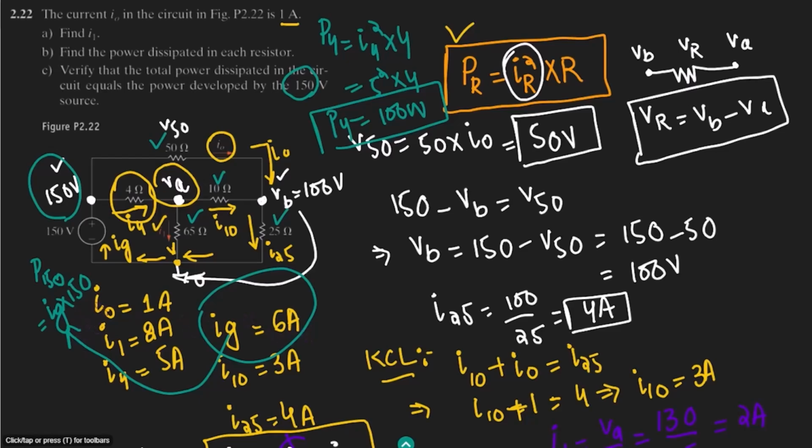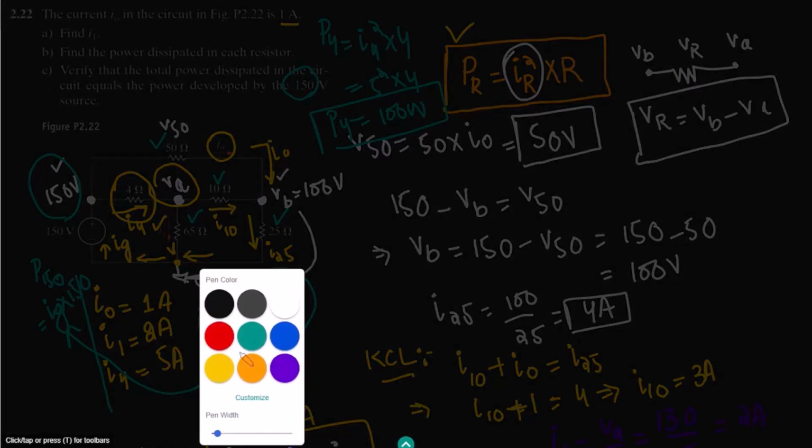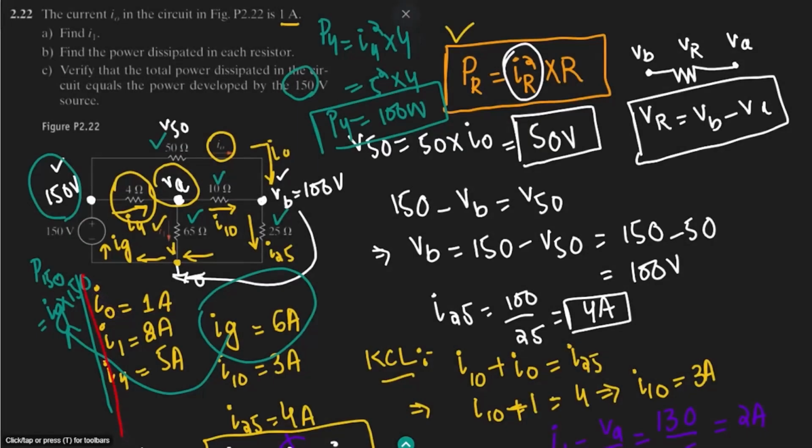It will be equal to 6 multiplied by 150, and that is 900 watts. Okay, so that's it for today. The most crucial part here was finding all the currents which are here. Let me underline them. So these are all the currents, which are the most crucial part we had to do here.